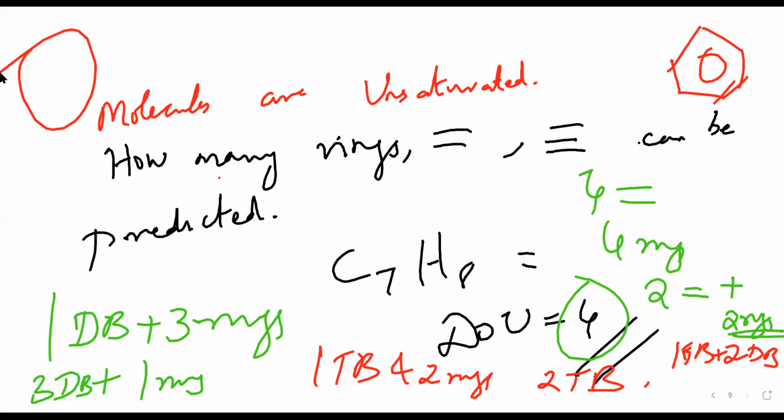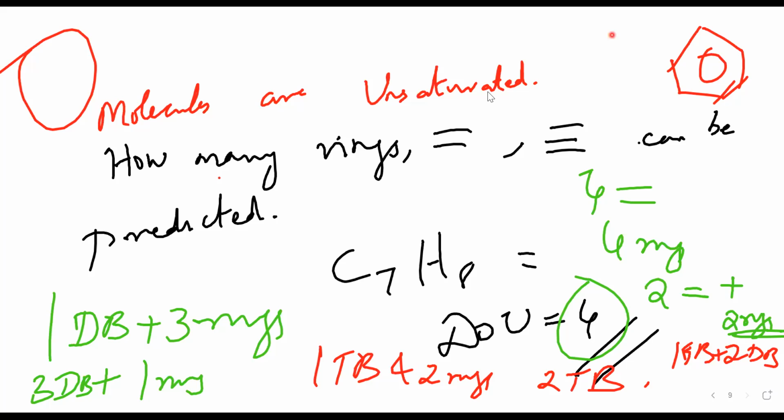Second thing is, how many double bonds and how many triple bonds? Double bonds, we can have 4. Triple bonds, it can be only 2. Now, if I want to take a combination, I can take 2 double bonds and 2 rings, so totally I'm getting 4. Or else 1 double bond and 3 rings, then also I'll get 4. Or else 3 double bonds and 1 ring. So like that we can make different combinations of this.